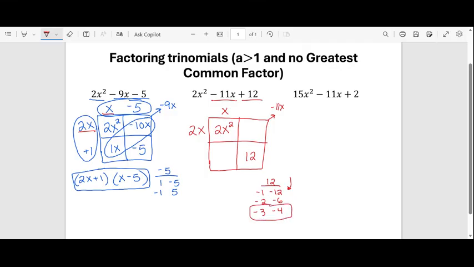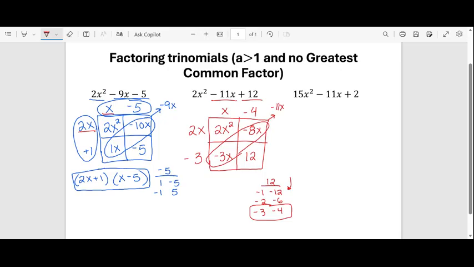So I am going to go ahead and put the 3 down here and the 4 up here. And remember, both of them are going to have to be negative. So here I will get -8x, and here I'll get -3x. And it adds up to -11x.